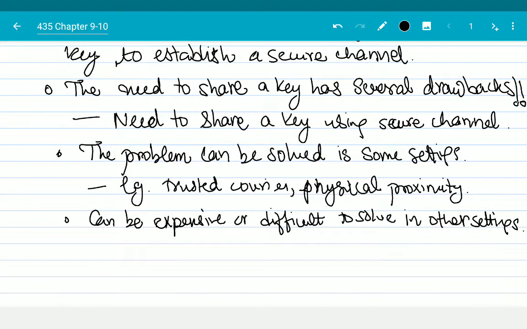Now here's the worst problem. Okay. Imagine, so the key management problem.